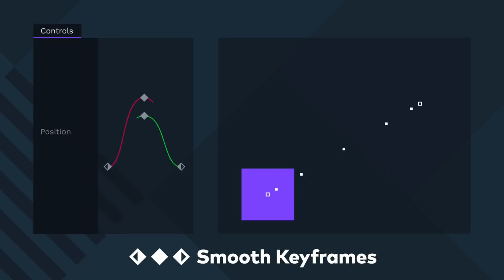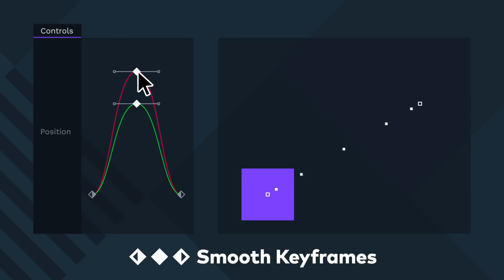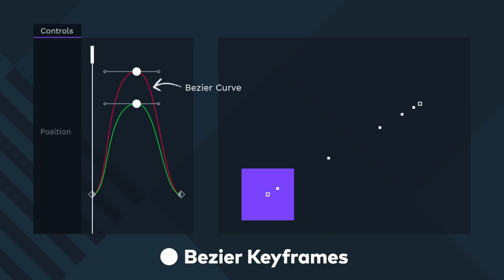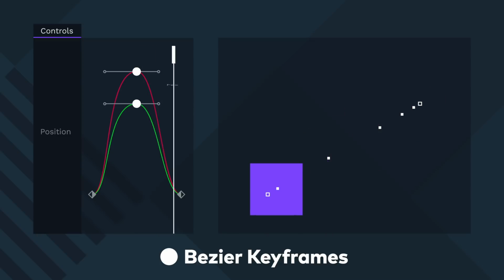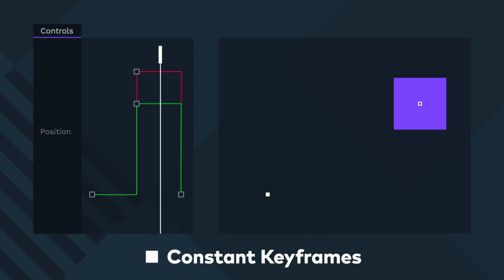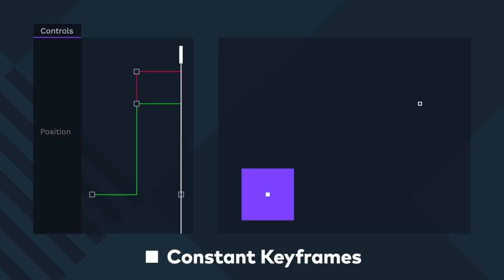We can also adjust the smoothing of these keyframes in the value graph by pulling on these levers here. You may notice that these keyframes turn into circles. This is because by adjusting the smoothing, we're creating Bezier keyframes, which basically just means we're creating a Bezier curve in the value graph. Finally, we've got constant keyframes, which hold the keyframe value right up to the time that the next keyframe arrives. They're represented by squares in the controls panel.